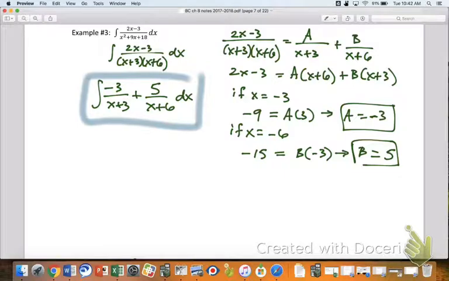I saw a lot of these numbers like the -3 and the 5 kind of floating around, and so I think we're at least on the same wavelength here. Okay, so then the way this one would finish out is -3 times the natural log of absolute value of x plus 3 plus 5 natural log absolute value x plus 6 plus c.